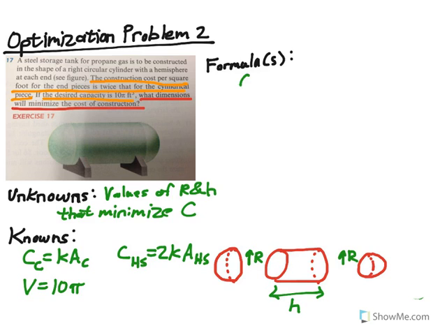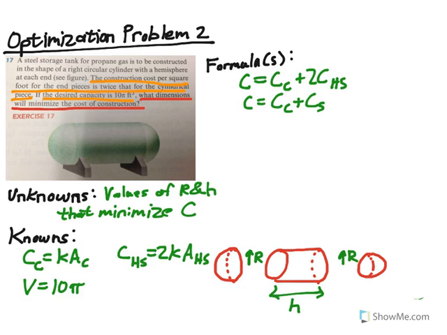Well, we know that the total cost is going to be the cost of the cylinder plus 2 times the cost of the hemispheres. The two hemispheres are identical. Now, if you look at it, two hemispheres constitute one full sphere. So you could just say the cost is equal to the cost of the cylinder plus the cost of one spherical portion that just happens to be cut into two hemispheres.